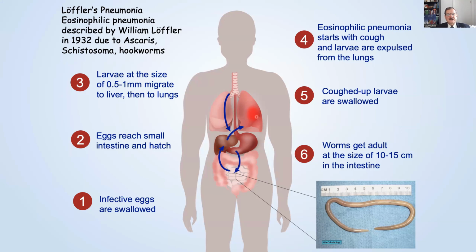They go to the lungs through normal circulation: vena cava inferior, right atrium, right ventricle, pulmonary artery. When they come to the lungs, they start an eosinophilic pneumonia in the lungs. This is called Loeffler's pneumonia, described 90 years ago. And Loeffler's pneumonia is an eosinophilic type 2 pneumonia.